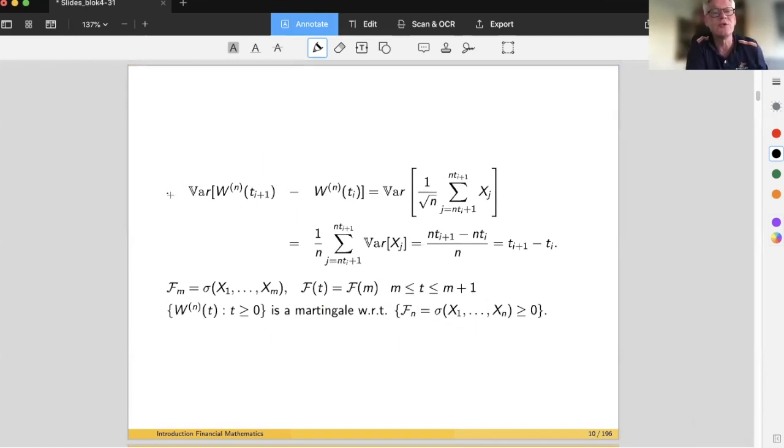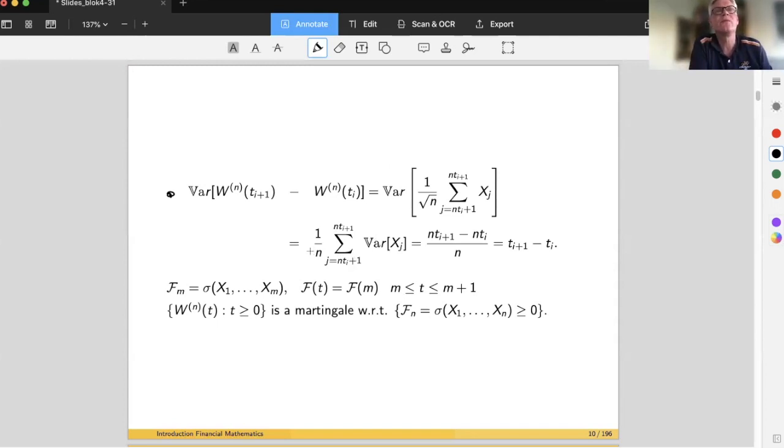So we first substitute the definition of the variance of Wn(t_{i+1}) minus Wn(t_i). That is the variance of 1 over the square root of n, the sum, j running from n t_i plus 1 to n t_{i+1}, of xj. And now we remember that if we have a scaling factor within the variance operator, then it comes out of the variance operator squared. Recall the basic properties from probability theory 1. So this gives us a 1 over n, the sum, j runs from n t_i plus 1 to n t_{i+1} of these individual variances of xj.